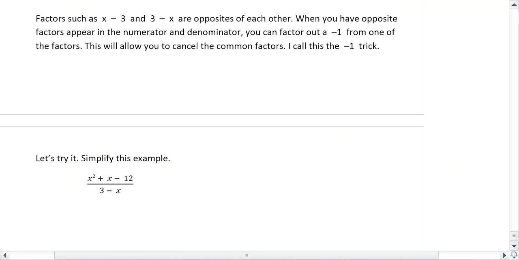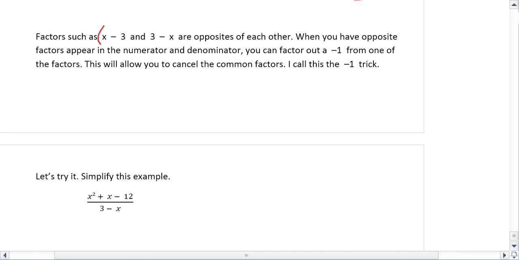Now I know we talked about this -1 trick a little bit in section 1, but now I want to put it in the video and have you officially add it to your list of skills. And we use this when we have something in the numerator, like if we had this in the numerator, x minus 3, and in our denominator we had 3 minus x, and we notice that they're opposites of each other, and if they were just switched around, we could cancel it.